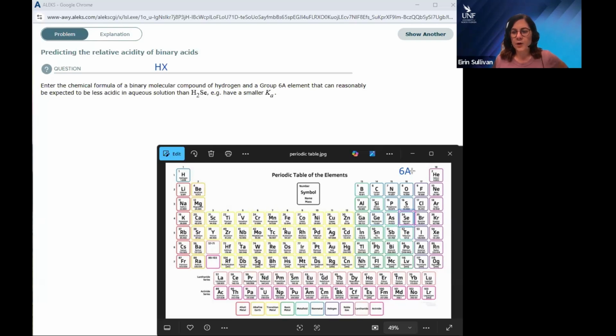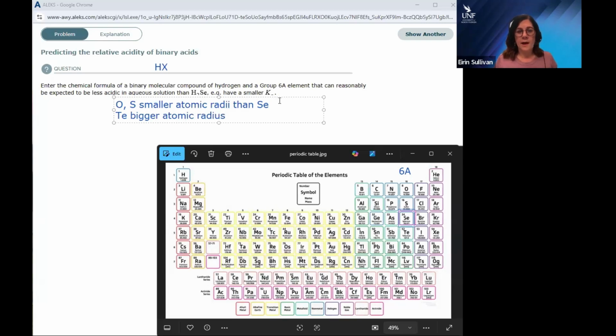Okay. So if we're thinking about the strength of that hydrogen selenium bond, and we want something in the same group that is going to be a weaker acid, what we're looking for is something with a shorter bond. Okay, so anything above selenium in the periodic table is going to be smaller, right, because it has fewer shells of electrons around it. So oxygen and sulfur will have a smaller atomic radius than selenium. Okay, and tellurium will have a bigger atomic radius.